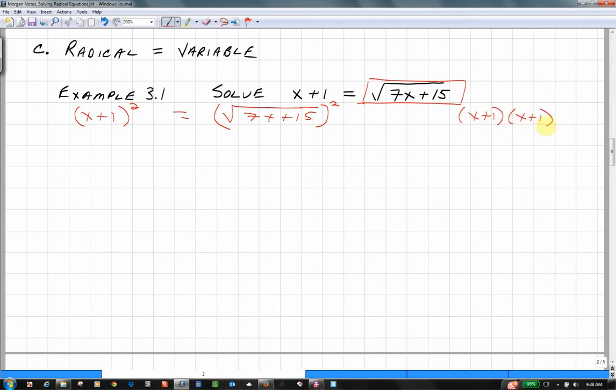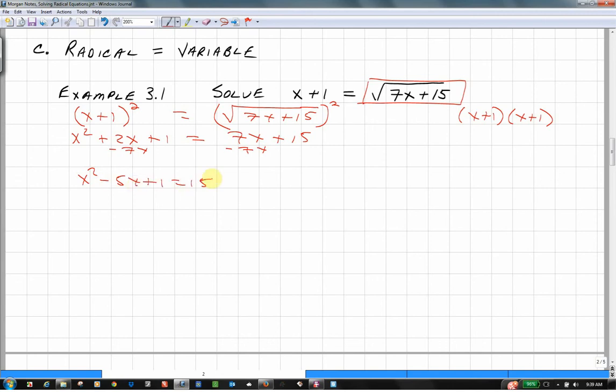Okay, so I have to do that, and we should know pretty easily what that's going to be. That'll be x squared. This number 1 adds together to give me the middle number, and it multiplies to give me the constant term, right? That's x plus 1 squared. This part, when I square the 7x plus 15 under the radical, it's simply going to be 7x plus 15. Okay, so now I'm going to subtract 7x from both sides. So if I subtract 7x from both sides, I get x squared minus 5x plus 1 is equal to 15.